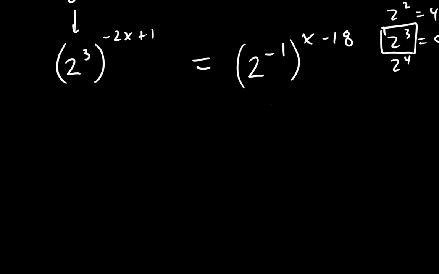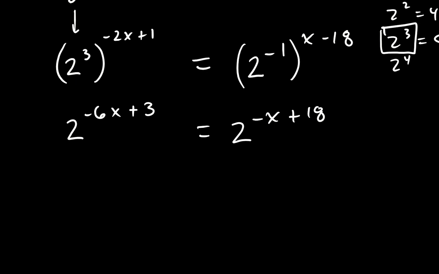So this is going to become 2 raised to the negative 6x plus 3 power, right? Negative 6x plus 3. And that will equal, on the other side, 2 to the, I got to go negative 1 times x, which is negative x, and then negative 1 times negative 18, which is plus 18 power.